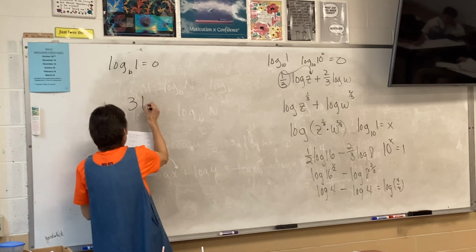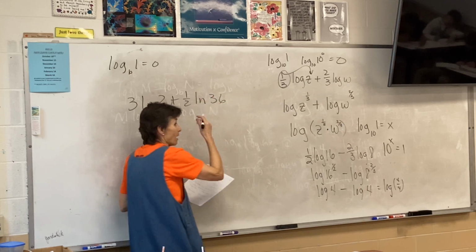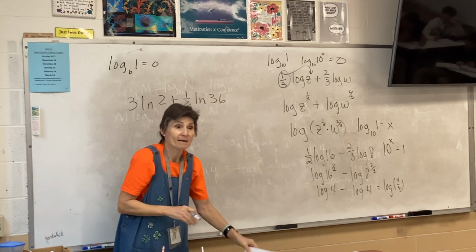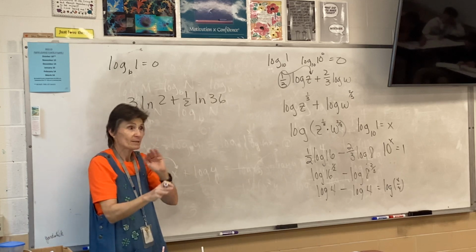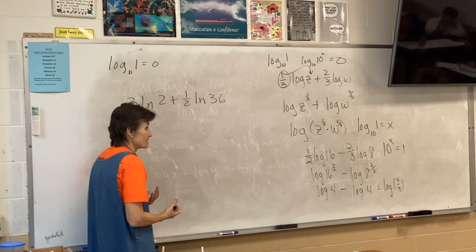Alright, here we go. 3 ln 2 plus 1/2 ln 36. Now, these are natural logarithms. It makes no difference. The properties are the properties regardless of base. So we're going to do everything exactly the same.